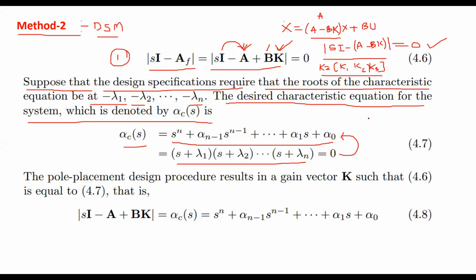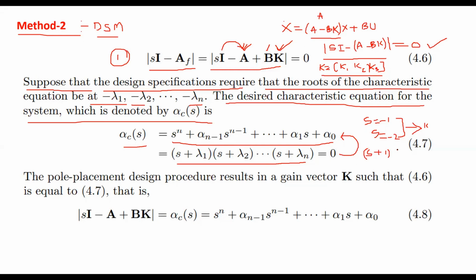Suppose in the given problem they give s is equal to minus 1 and minus 2. Let us assume that s is equal to minus 1 and minus 2. These two are closed loop poles. At the location of these two closed loop poles, what is the value of K for the given state model? That is the question they are asking. So using these two poles, how do we form one characteristic polynomial? s is equal to minus 1 is nothing but s plus 1.